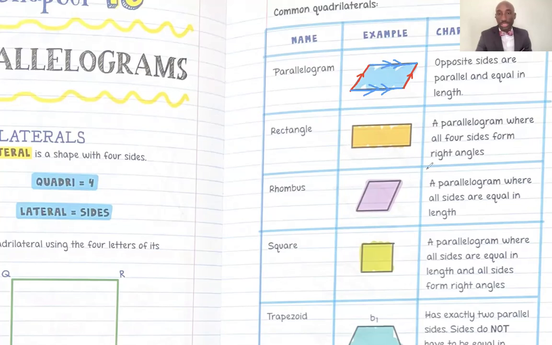Rectangle. We all know what a rectangle is, right? A rectangle is where all four sides form right angles. So a rectangle is also a type of parallelogram. It's also, well, you know what? Let me go ahead and write this.